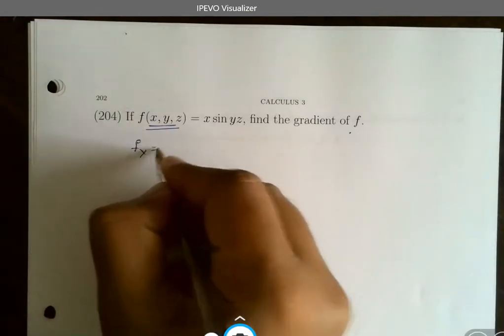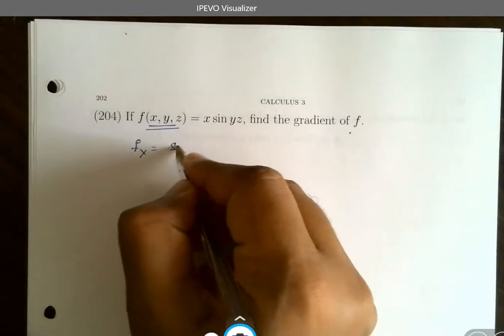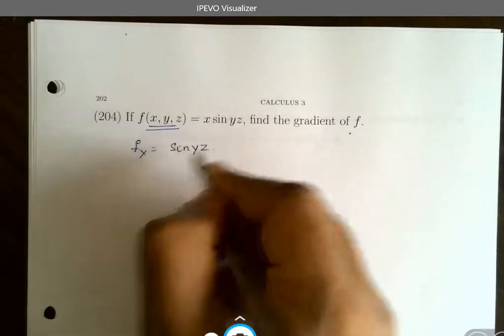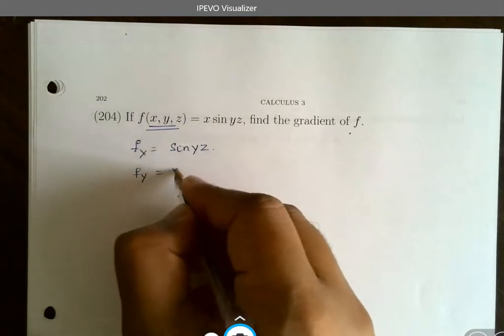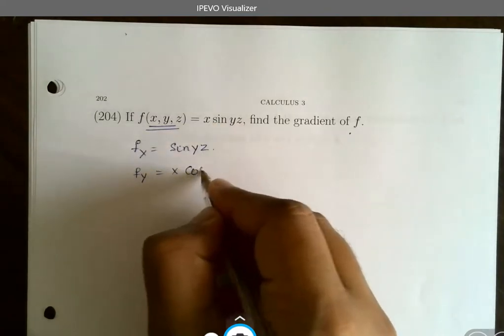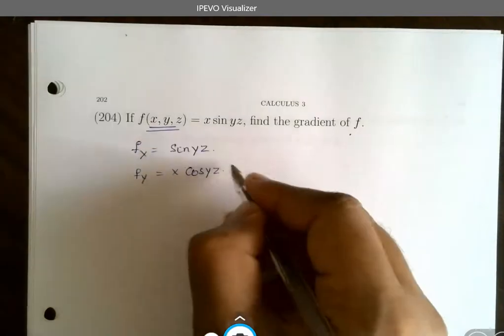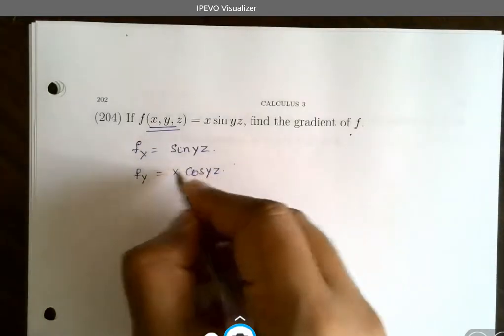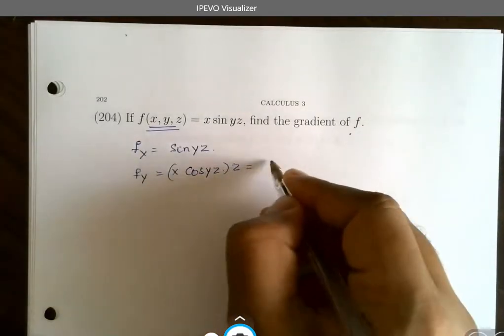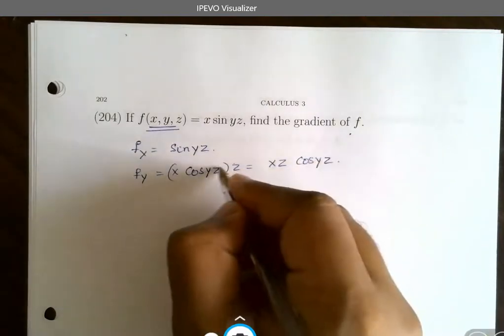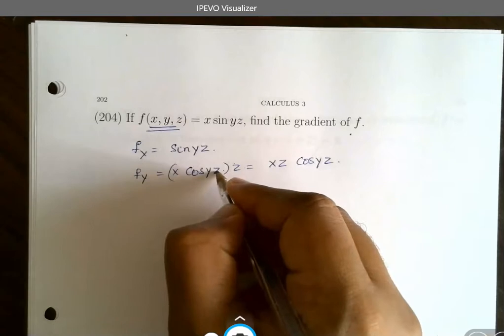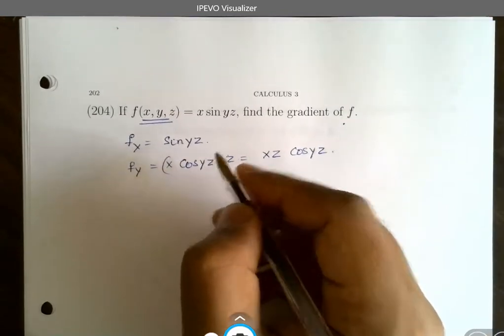So you want to find fx, and fx is going to be sine yz. Then you want to find fy. Fy is going to be what? X is treated as constant. Derivative of sine is going to be cosine yz, and derivative of yz is going to be just z. So you get xz cosine yz. Don't distribute z to the z here and make it z squared. That's going to be terrible.